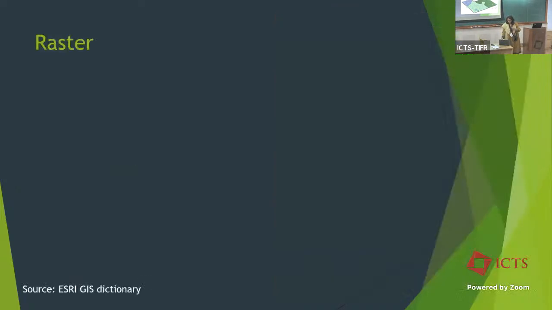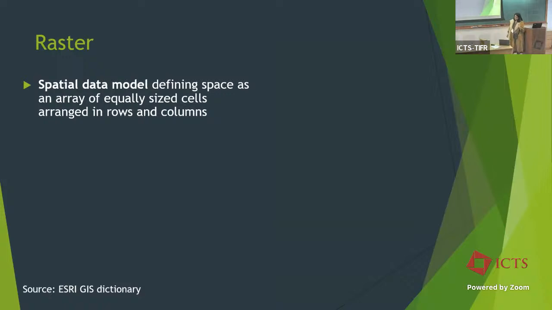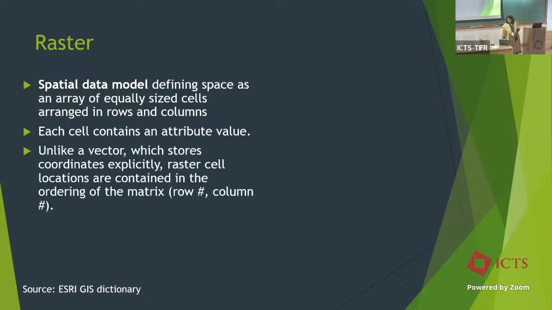Okay, here in this graphic. The spatial data model for a raster is defining space as an array of equally sized cells that are arranged in rows and columns. Each cell contains an attribute value. You can only have a single attribute associated with a raster. So this is the difference with a vector, which stores coordinates explicitly. A raster's cell locations are contained in the ordering of the matrix. So this is another big difference in how rasters and vectors store spatial information. Yeah? So in a vector, you have the coordinates.